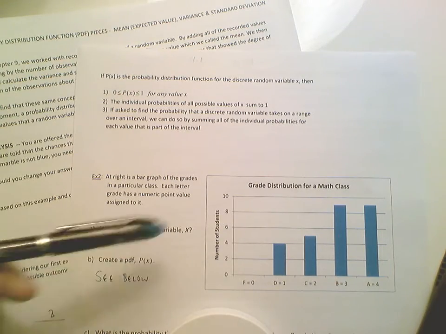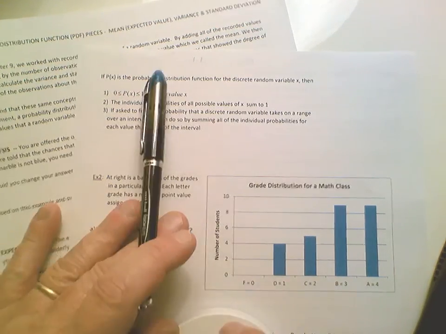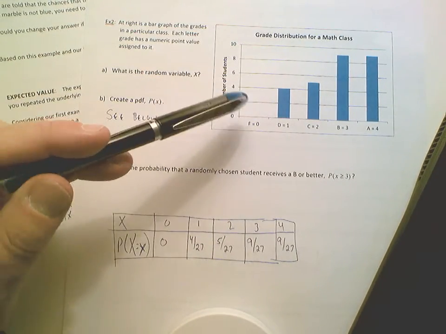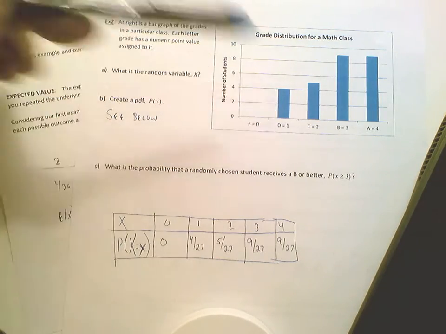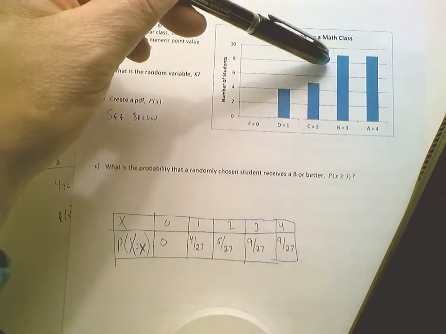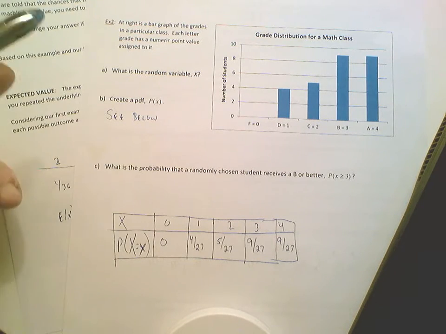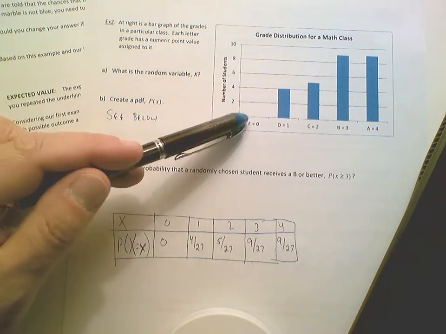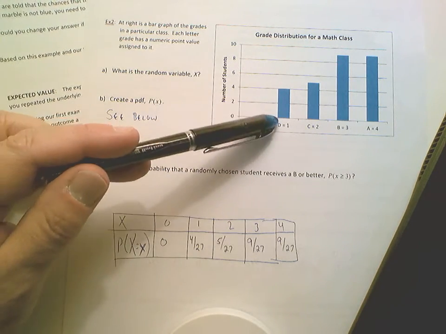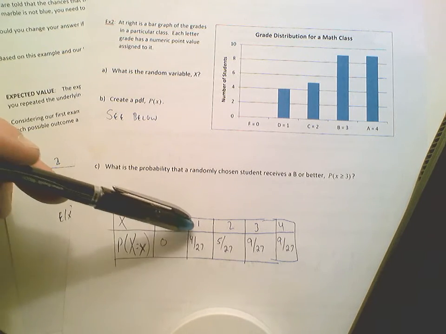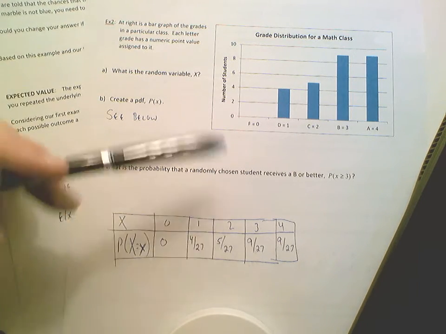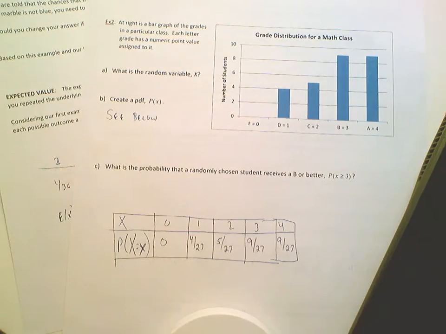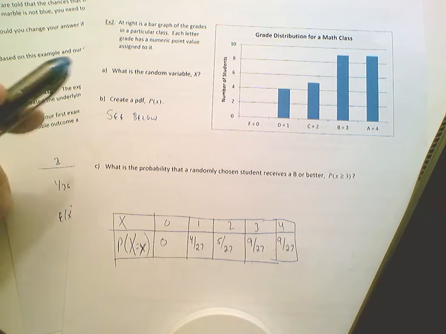If I want to create a PDF, what can I do? I can put a 0, 1, 2, 3, and 4, just like I did right down here at the bottom of our table. Well, 4 Ds, 5 Cs, 9 Bs, 9 As. If I add that all together, there are 27 students in this grade analysis. Probability of 0: there's nobody, 0 out of 27. There are 4 people who got a D, 4 out of 27, my random variable taking on a 1. 5 27ths for the Cs, 9 out of 27 for the Bs, and 9 27ths for the As.